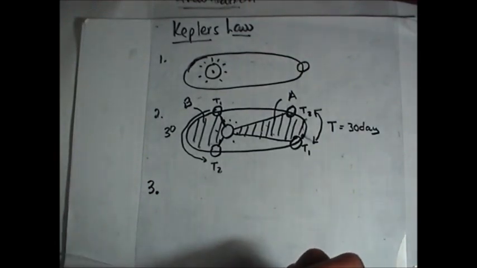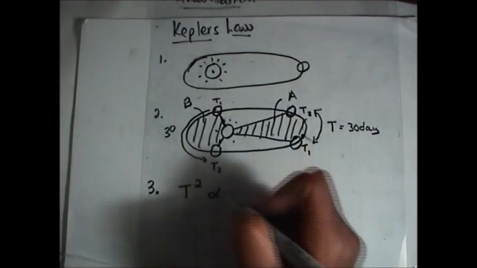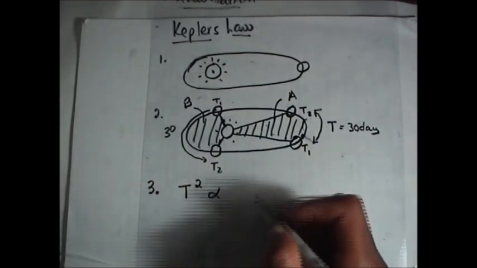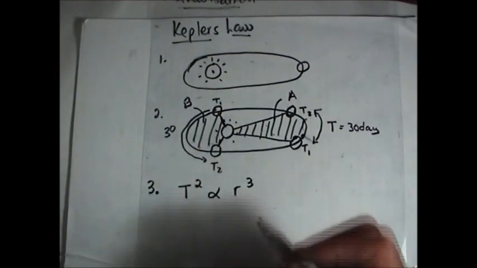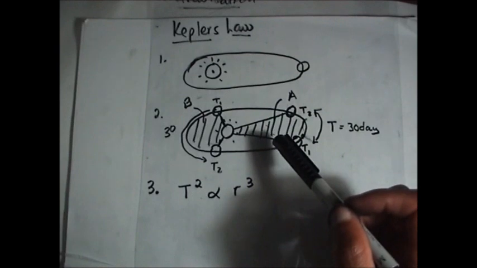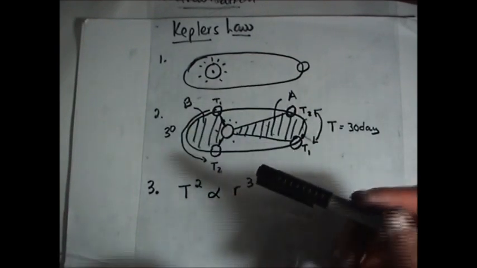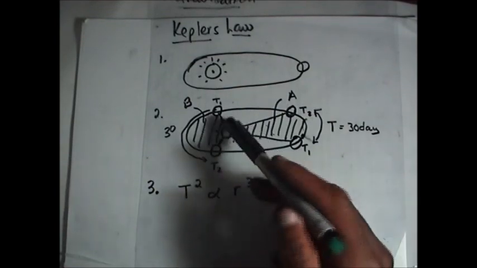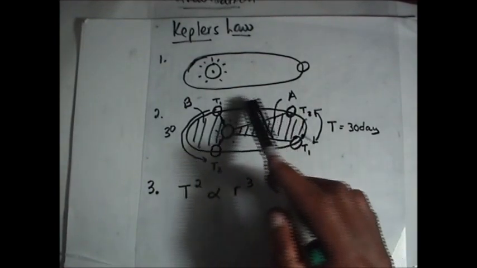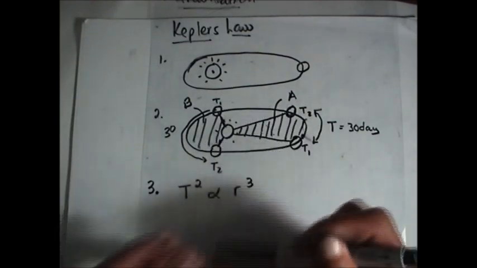And then Kepler's third law says the squares of the periods, T squared, is directly proportional to the cube of the radius. Stating it properly, it says the squares of the periods of revolution of planets are proportional to the cubes of their mean distances from the sun.